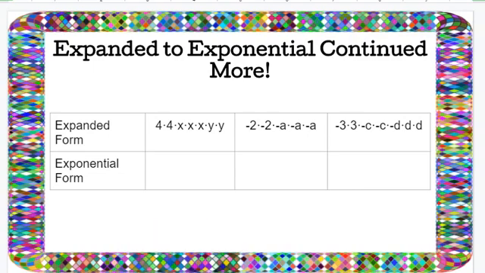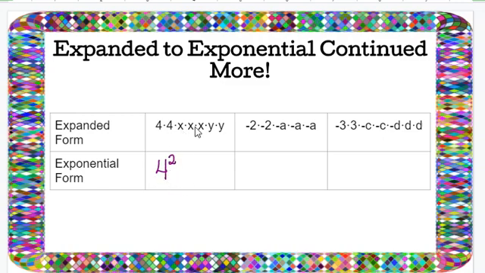All right, our third and final video here for expanded to exponential form, continued more. We have a combination of both whole numbers and variables in expanded form, which we'll write in exponential form. So the first thing I noticed in this first example is 4 times 4 times x times x times x times y times y. So we're going to start with our whole numbers, 4. There's 2 of them, so we would write that as 4 to the second power, or 4 squared.